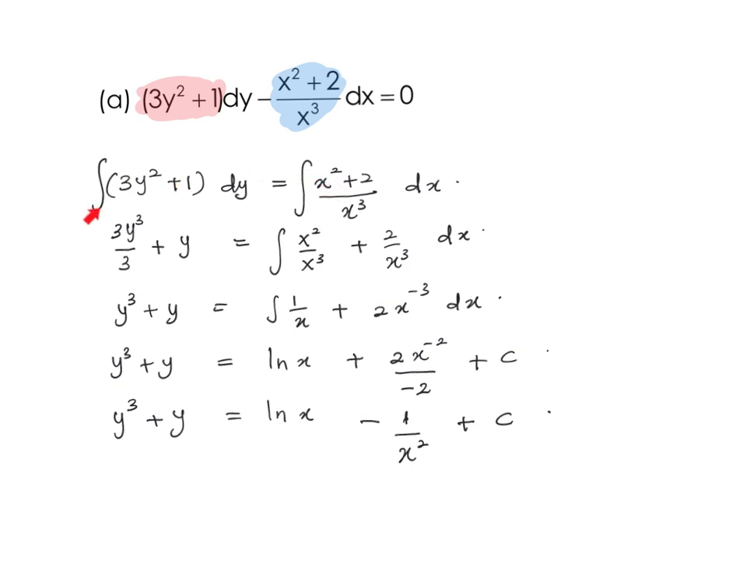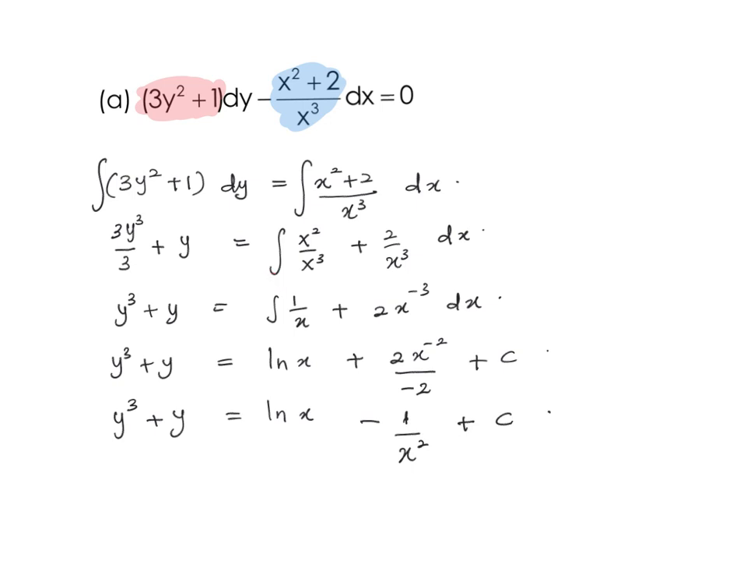Next, after rearranging, we integrate both sides. So integrate 3y squared plus 1 with respect to y, and on the other side, integrate f(x) with respect to dx. You integrate 3y squared, you get 3y cubed over 3, plus, integrate 1 equals y.